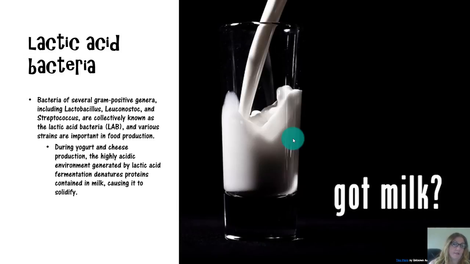Lactic acid bacteria are really important for making yogurts and cheeses, for example. Bacteria of several gram-positive genera, including Lactobacillus, Leuconostoc and Streptococcus, are collectively known as lactic acid bacteria, and various strains are important in food production. During yogurt and cheese production, the highly acidic environment generated by the lactic acid fermentation acts to denature the proteins contained in milk, which causes it to solidify.